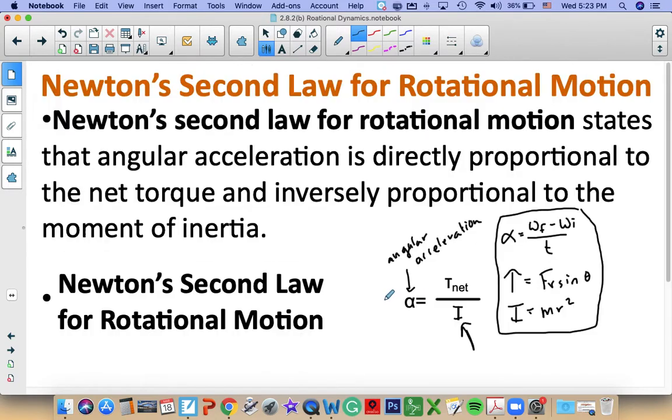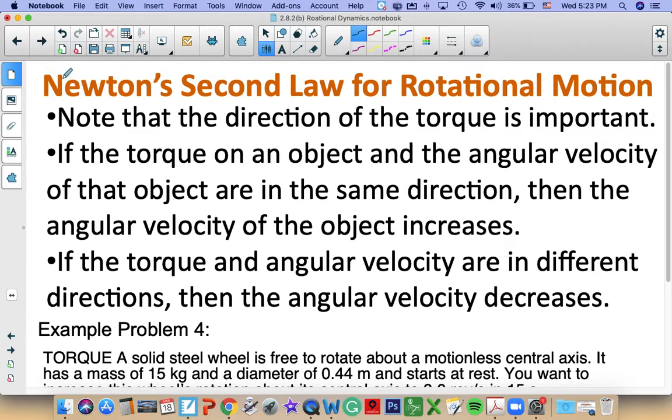All right, so that is Newton's second law for rotational motion. I would say these are probably going to be the ones that have the most involvement mathematically compared to what we've done so far. So here are some things to think about. Note that the direction of the torque is important.